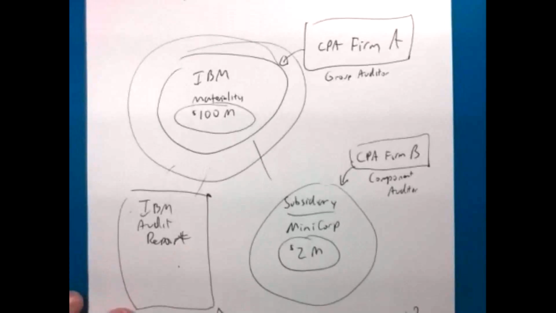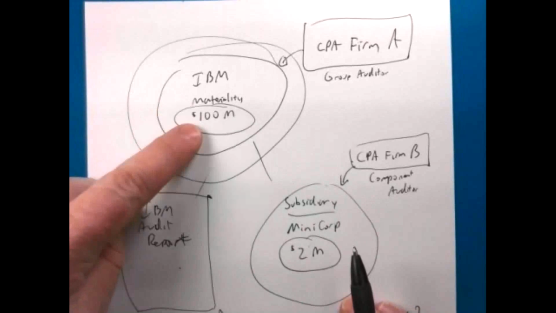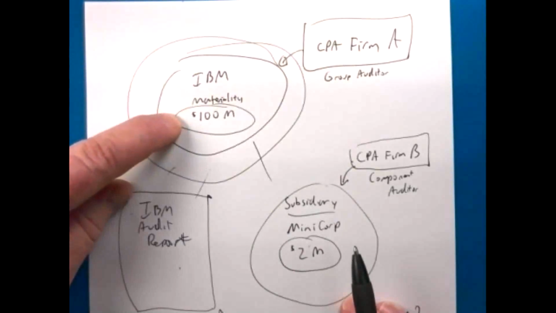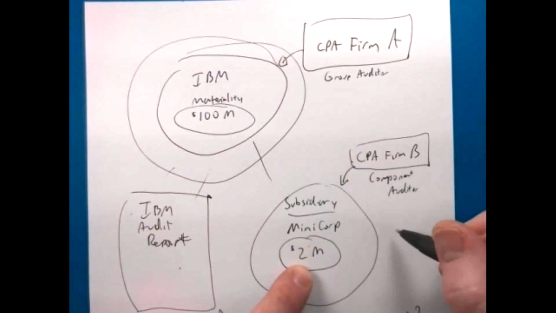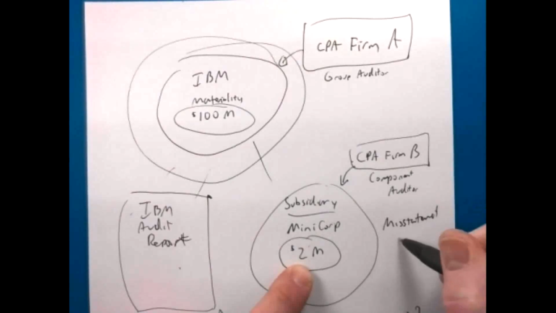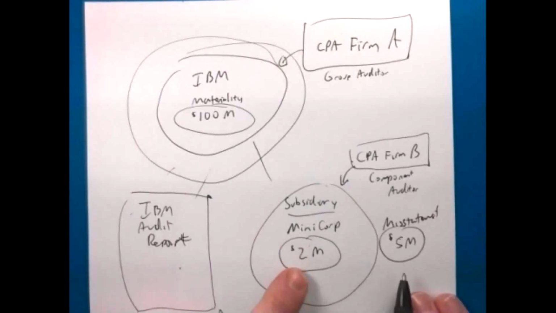Another thing is that materiality is going to be based on, for the group auditor, materiality for IBM. For the component auditor, it's based on the mini corp. And if they have a misstatement here of say $5 million, they say, okay, that's material, right? That's going to get you a bad report, right? It's misstated by 5 million.